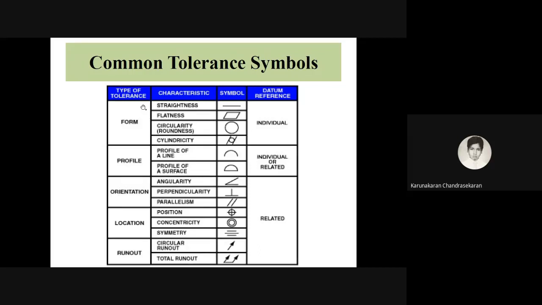Fine. The types of tolerance, form tolerance. You have four different types of form tolerance: straightness, flatness, circularity, cylindricity. And these four do not refer to datum references. And then we have profile tolerance. It may be related to individual or related components, with different references also. One is profile of a line, how to draw a profile of a line, and the other is how to show the profile of a surface. These two symbols are used. Then orientation, location, and runout. So these are some of the things we are going to cover today.